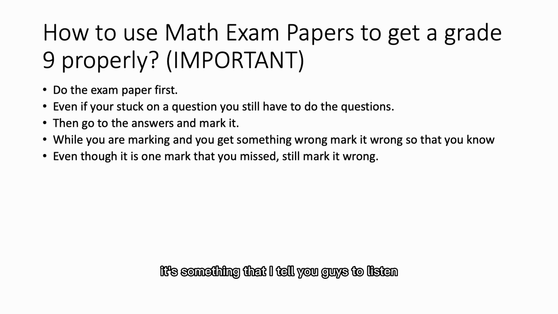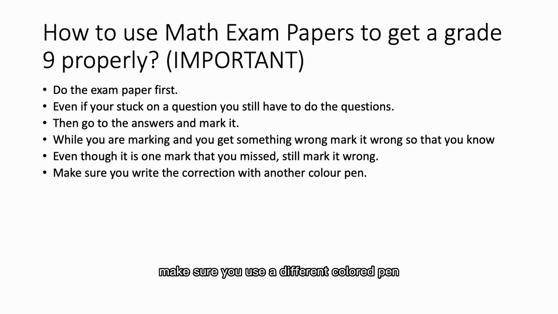So it's something that I tell you guys to listen to. And when you get something wrong, that 1 mark could be different. When you mark it wrong, it's something that you know you made a mistake. And when it comes to marking your work, make sure you use a different color pen, or something that highlights that you got this wrong. That's important, because I urge you guys to do that. Making sure when you get something wrong, you highlight it with another color pen, or you use another pen for marking.